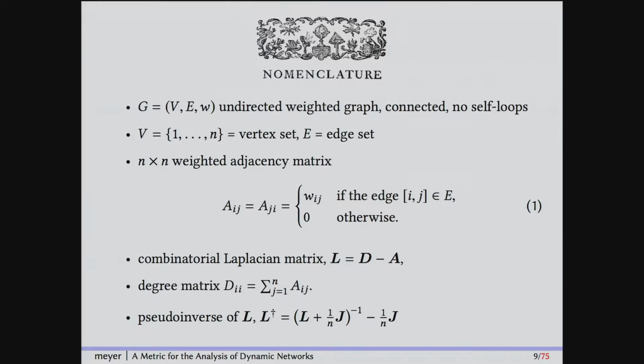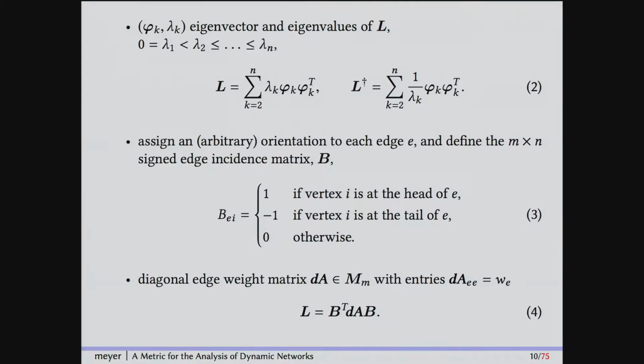So J, okay, sorry, you're a physicist, so my J is not your J. So J is the matrix full of 1. Yes, sorry. Good point. Yeah, it should be.